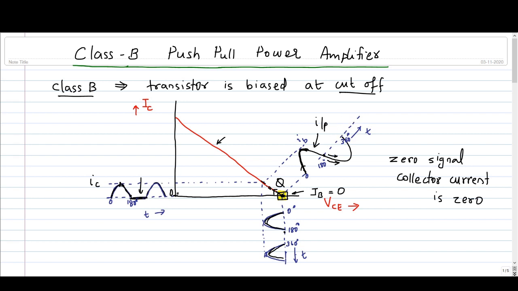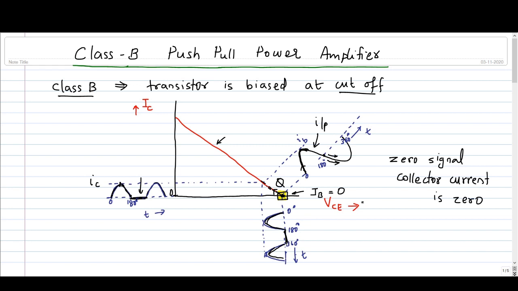flowing. Similarly, you can see that if you do the same projection here, you can see that collector to emitter voltage or output voltage will only be available during one half cycle. Only during the positive half cycle of input signal it is available. During the negative half cycle of input signal it is 0.